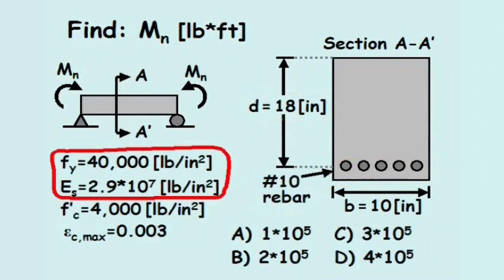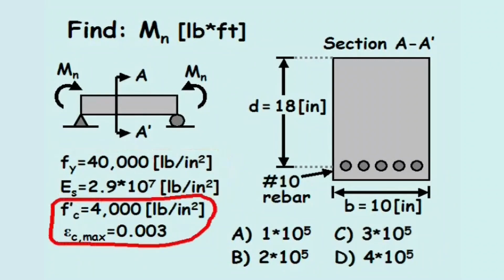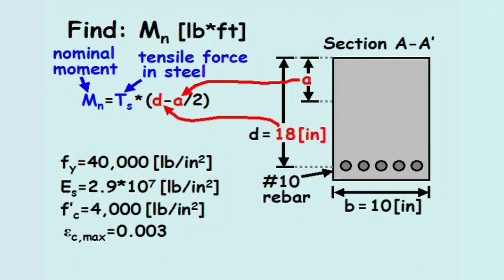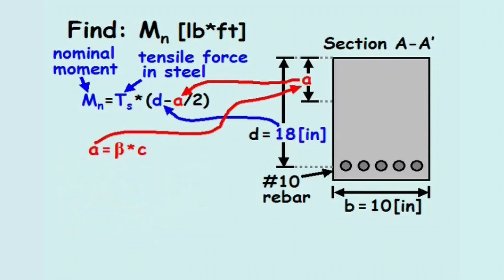The yield stress and modulus of elasticity of the steel are provided, as well as the compressive stress and maximum strain in the concrete. From moment equilibrium, the nominal moment equals the tensile force developed in the steel times the effective depth minus A divided by 2, where A equals beta times C.